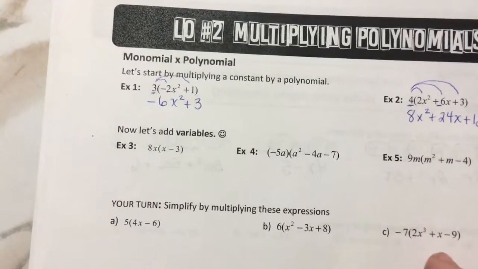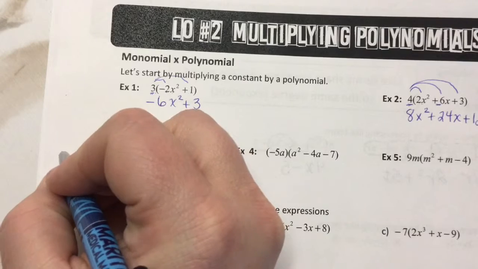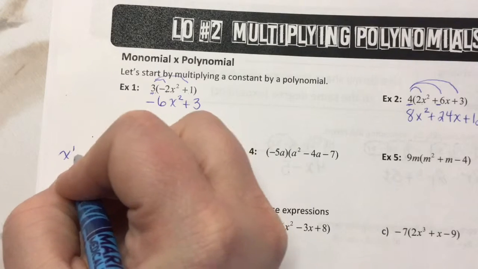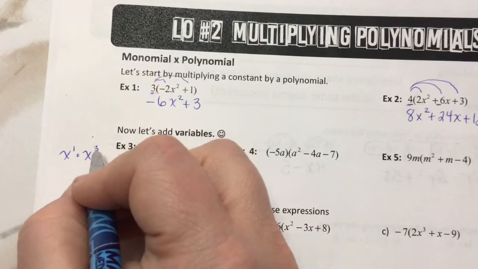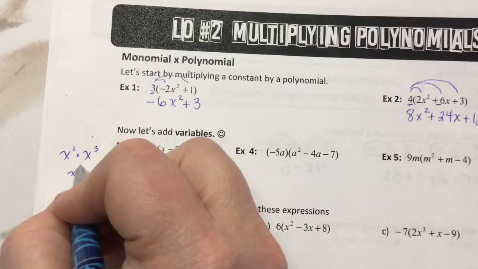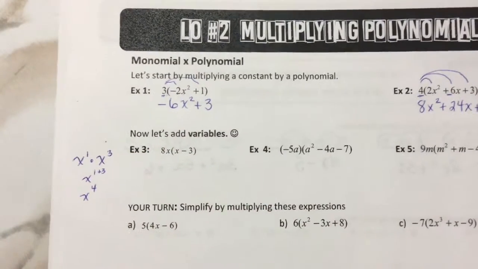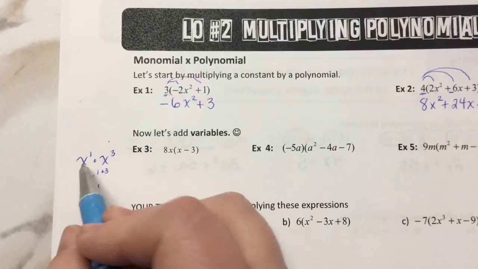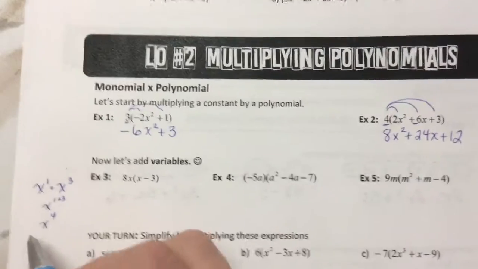So now if we add variables, you have to remember that when you're multiplying variables, so if you're doing x¹ times x³, you're going to add the exponents. So that becomes x^(1+3), which is x⁴. Whenever you're multiplying exponents, you have to add, because there's one x and there's 3 of them, so together they become 4 x's.